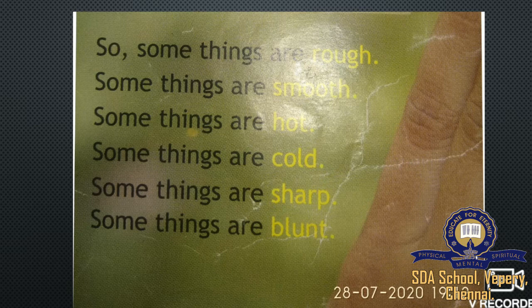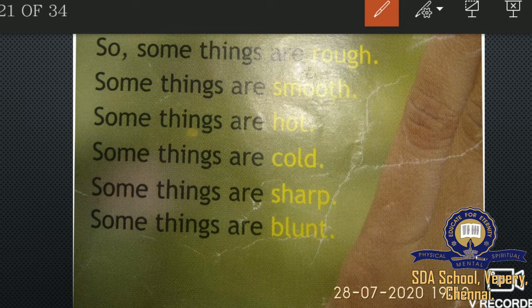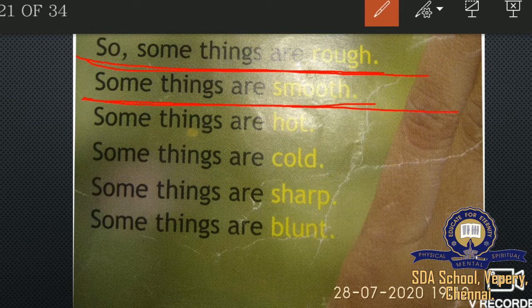This is given in your book. Shall we start reading? Some things are rough. Some things will be rough in nature. Next line. Some things are smooth. I'm reading the first line. Some things are rough. Some things are smooth.